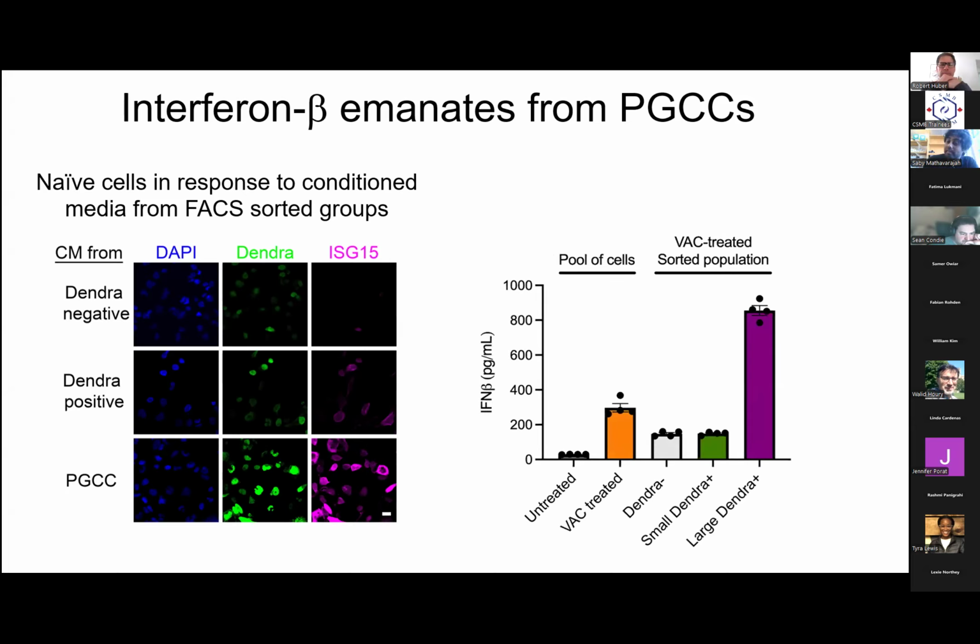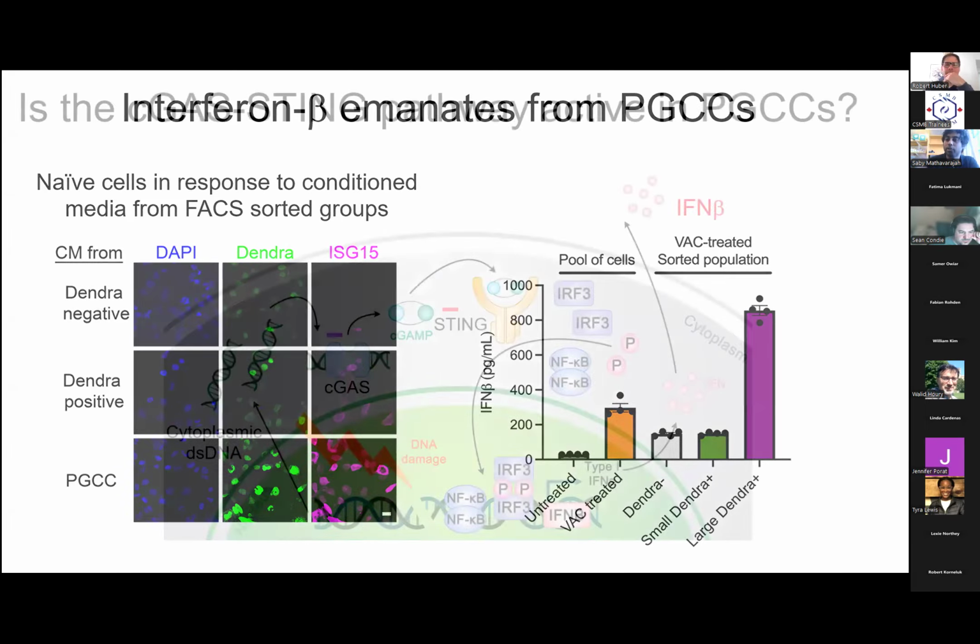And this was exciting. When we actually plated these cells after sorting, what we noticed was that these large dendra-positive cells, those PGCCs, seem to secrete a ton of interferon. They love secreting interferon. They're very genetically unstable, and they're secreting interferon. So we started to think that maybe these cells are functioning as almost like beacons or lighthouses. They're actively signaling to these nearby cells with interferon and promoting a cancer stem cell enriched environment.